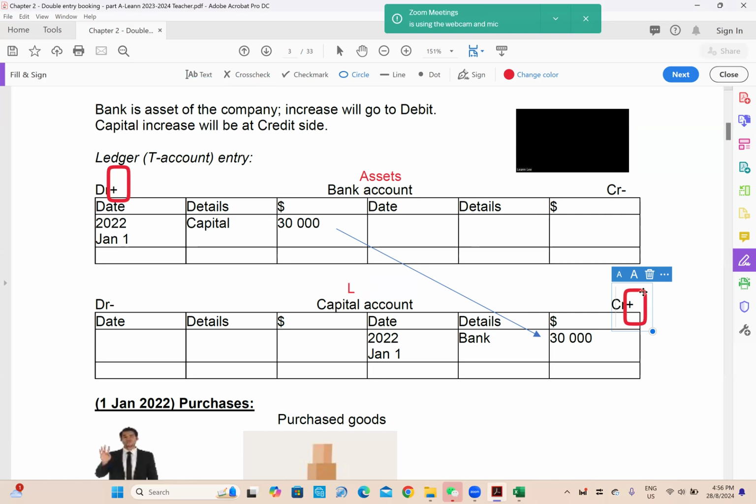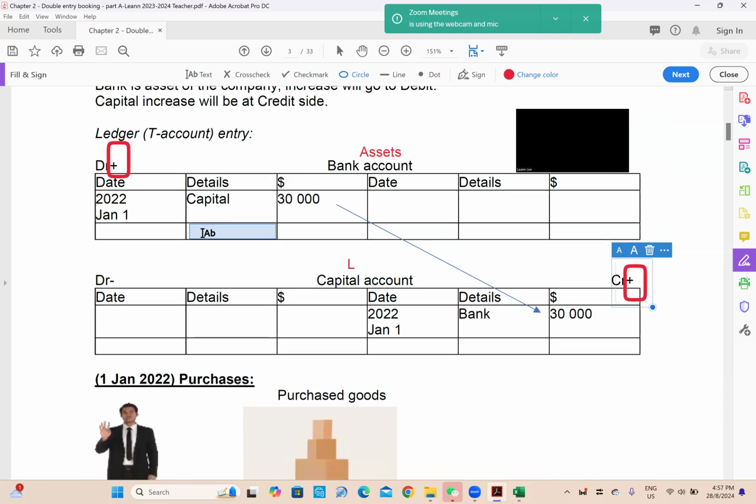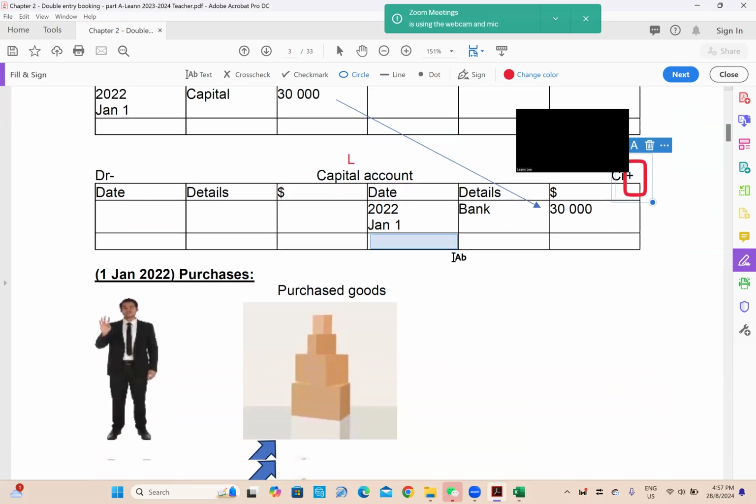All right. So now I have the capital, it is plus side, increase. So 30,000 in my capital account. So I need to tell people, why suddenly do I have this? Because the owner pumped in 30,000 into my bank for my company's use. So therefore it is debit bank, credit capital.